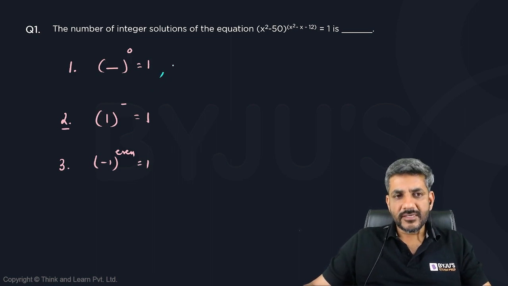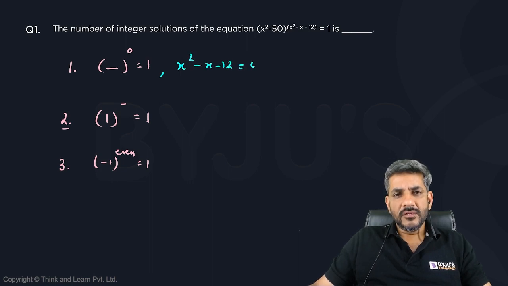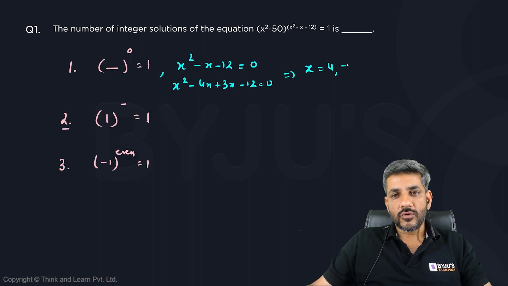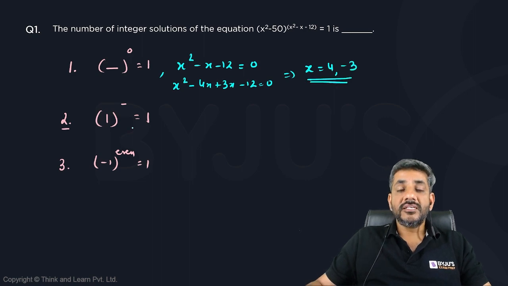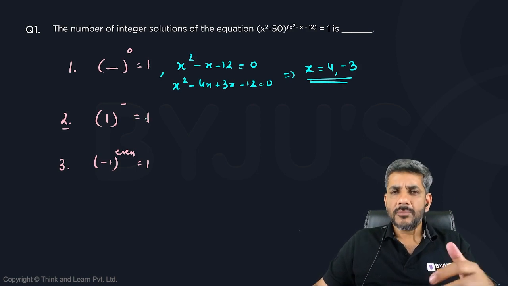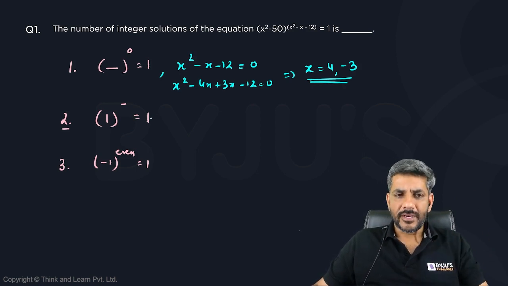In the first case, if anything raised to the power 0 is 1, that means if the power is 0, that will make it 1. So the power is 0, that means x² − x − 12 = 0, or x² − 4x + 3x − 12 = 0. By solving this quadratic, I'll get the value of x as 4 and −3. So these are the two values of x which will make this 1, I mean the power is 0 and the final value is 1.